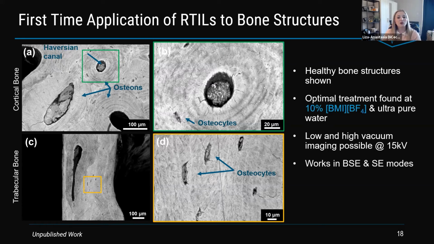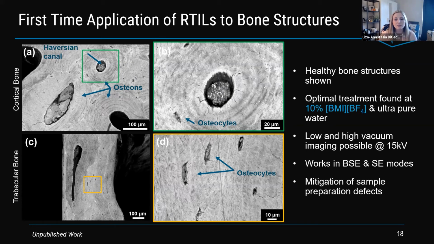We found that it could work in backscatter and secondary electron modes. The secondary electron mode was really useful for looking at fracture surfaces. We had a piece of bone from a collaborator of ours that they used in a biomechanical study, and we were able to look at it with this treatment.